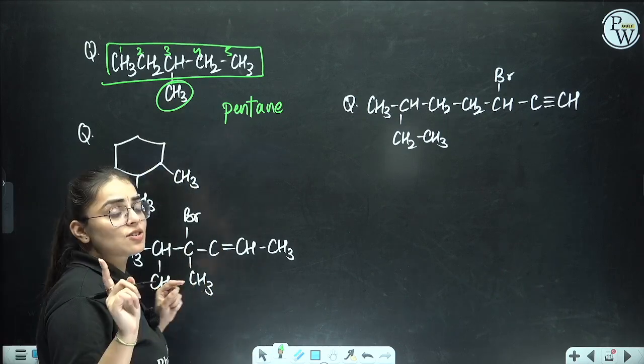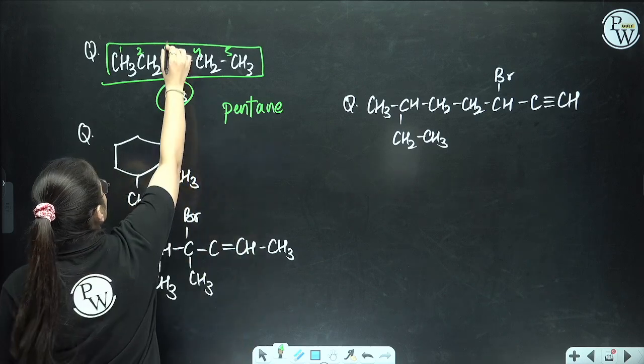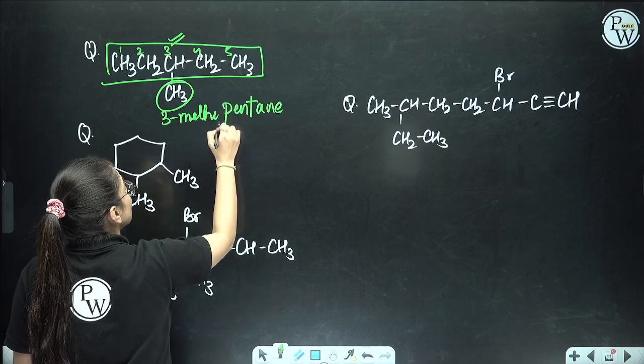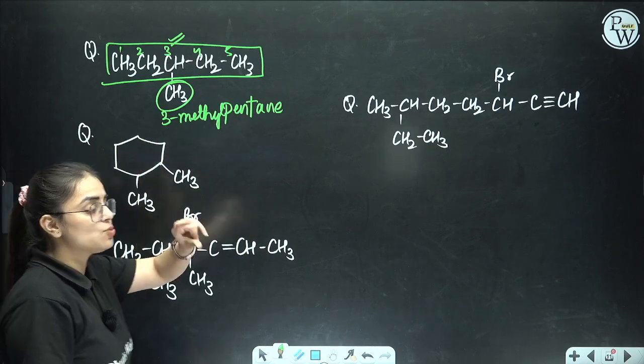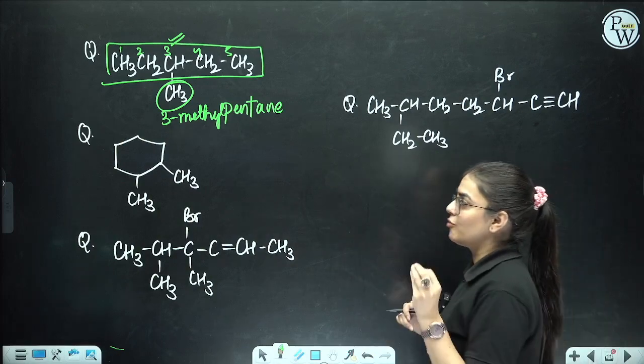I told you for an extra group CH3, methyl; for a side chain of one carbon, methyl will be written. It is present at the third carbon, so you are going to write 3-methyl. Always remember, students, there is going to be a dash between the digit and the alphabet. Between digit and alphabet, you have to use a dash.